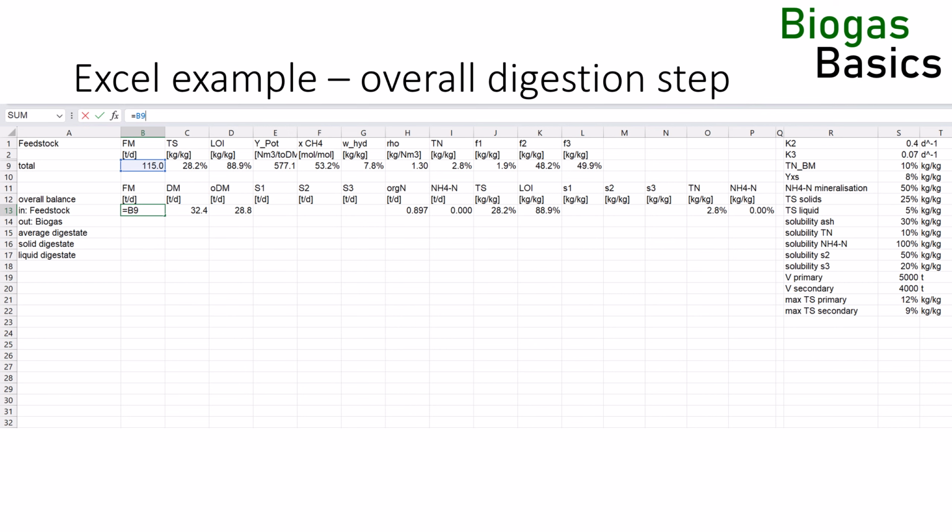Then comes the nitrogen content of biomass and the microbial yield coefficient YXS. Then the nitrogen mineralization degree, calculated as discussed earlier. All these parameters are required to model the fate of nitrogen in the digestion step.